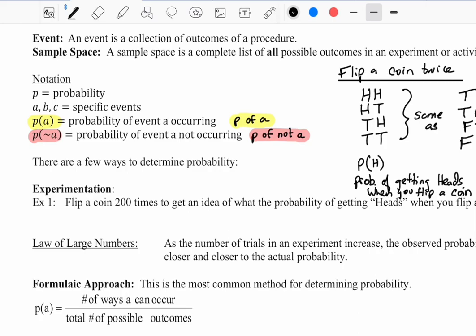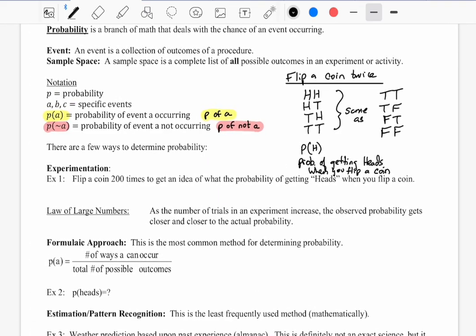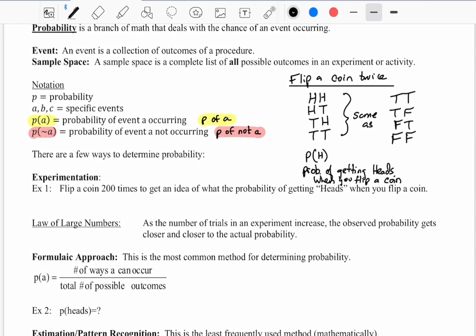Right, and I'll show you how to do that as we get moving in the right direction here. All right. And the idea when dealing with experimentation is that the probability should settle in with a higher number of trials to what it ought to be.